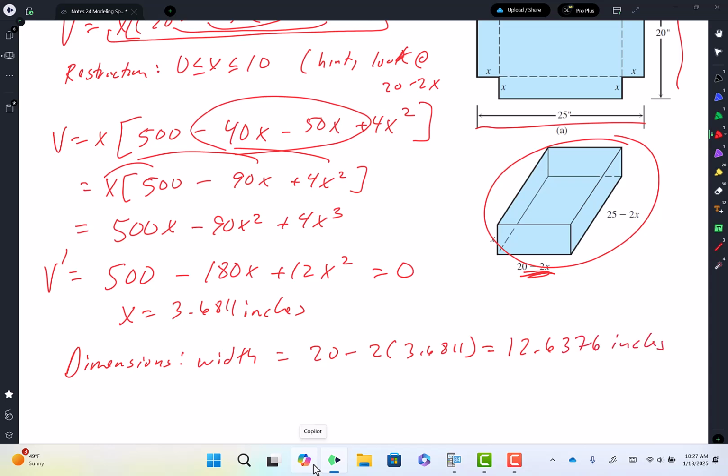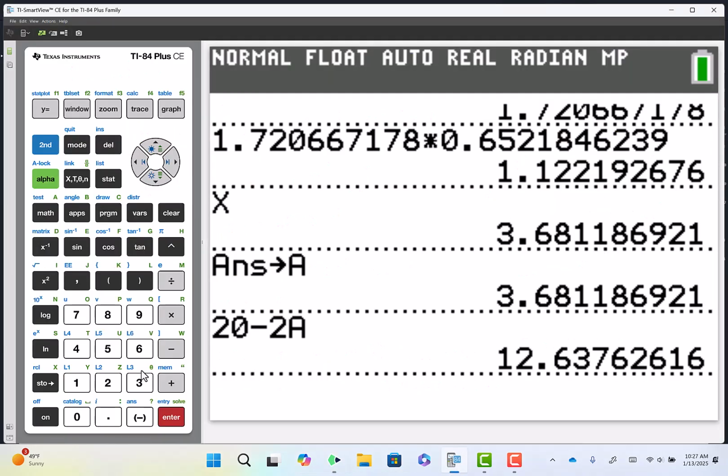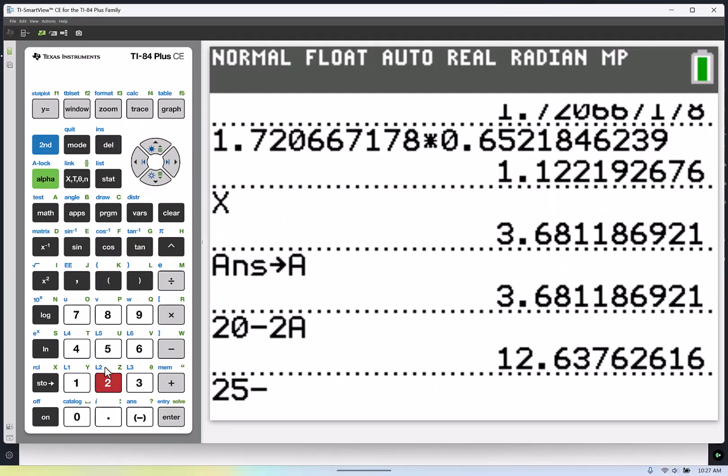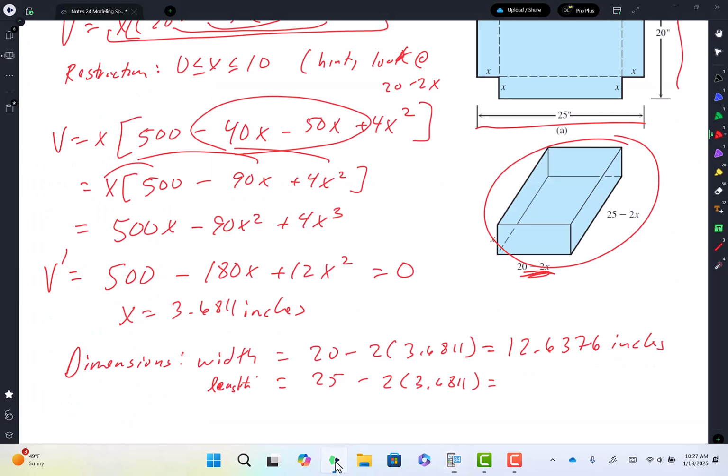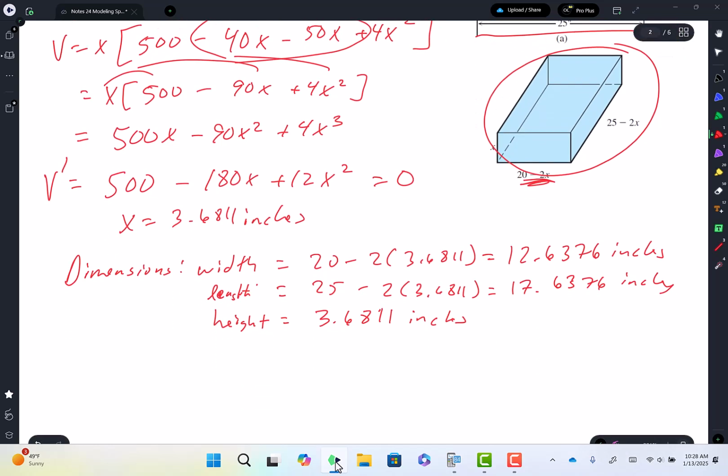12.6376 inches. And then I'm going to say length is 25 minus 2x. So 25 minus 2 times 3.6811. So 25 minus 2A. And I get 17.6376 inches. And then my height is just the x, which is 3.6811 inches.